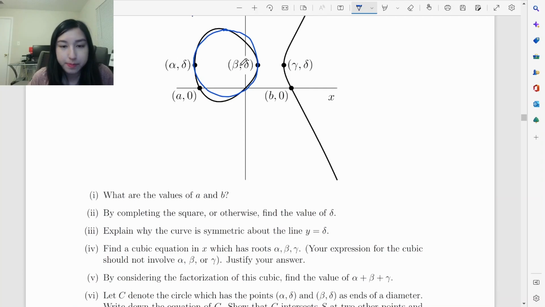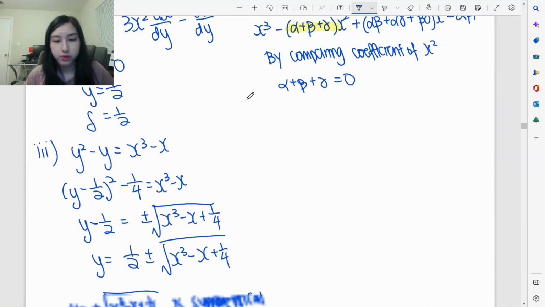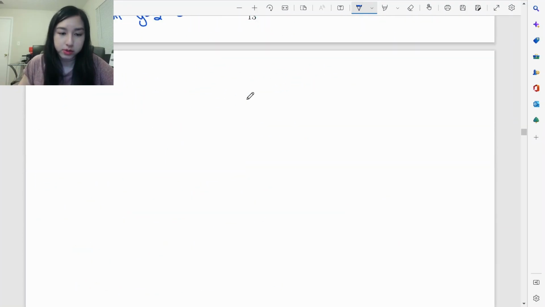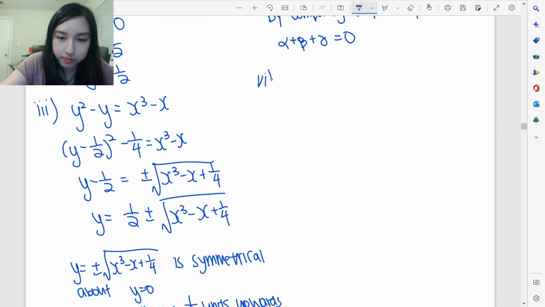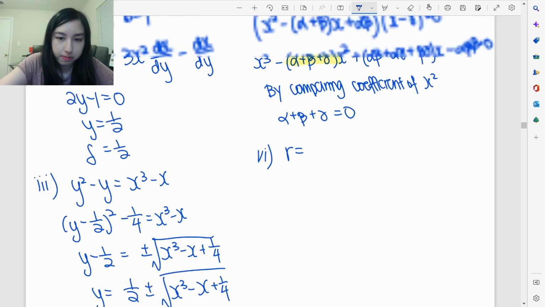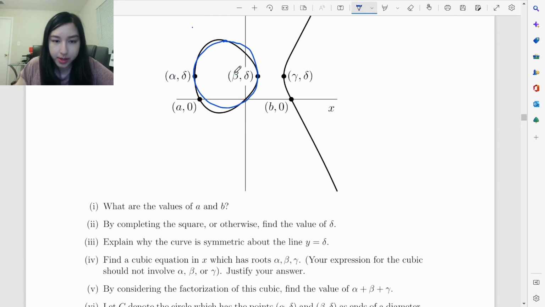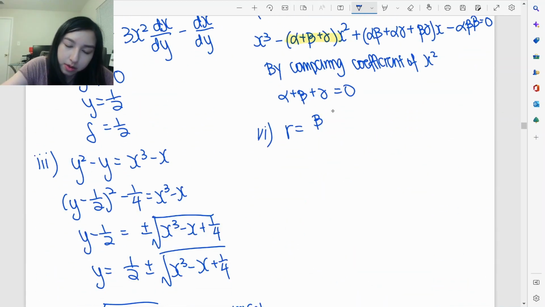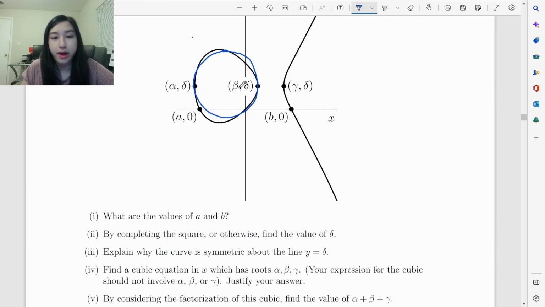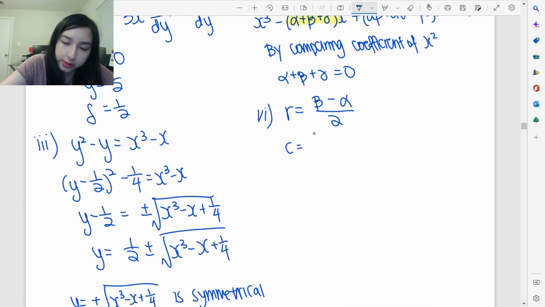So obviously beta minus alpha is the diameter, so the radius. I'm going to have to use more space. So the radius is just beta minus alpha divided by 2, because beta minus alpha is the diameter, so beta minus alpha divided by 2 is the radius, and the center is the average of these two. So the x coordinate for h would be alpha plus beta divided by 2.